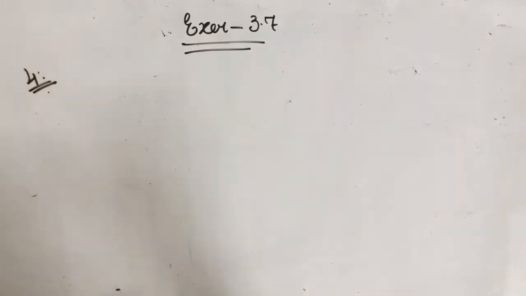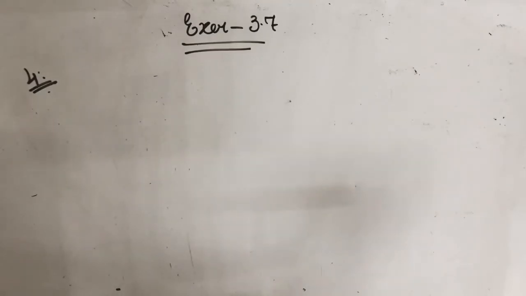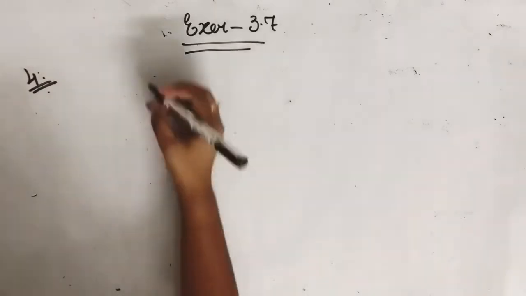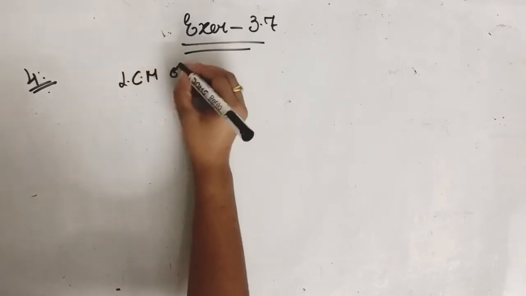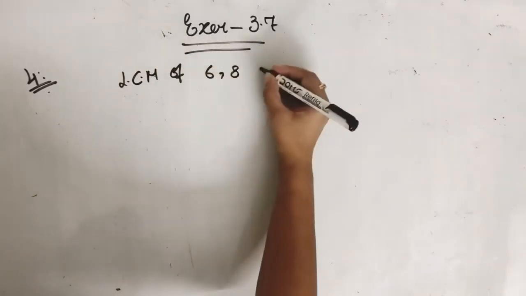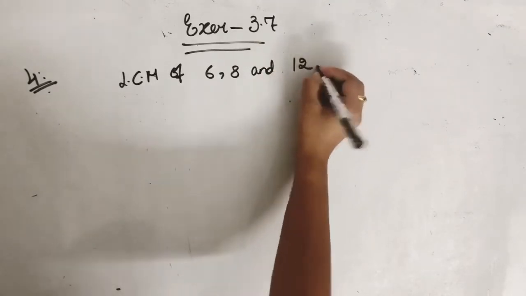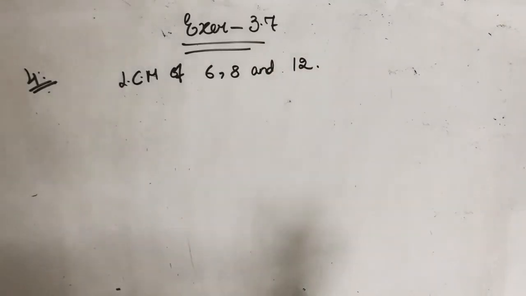Fourth question. Determine the smallest 3-digit number which is exactly divisible by 6, 8 and 12. So you need a number which is divisible by these three numbers. It means that number should be a multiple of these three numbers. It should be smallest and it should be multiple. So you will find least common multiple, that is LCM of 6, 8 and 12.